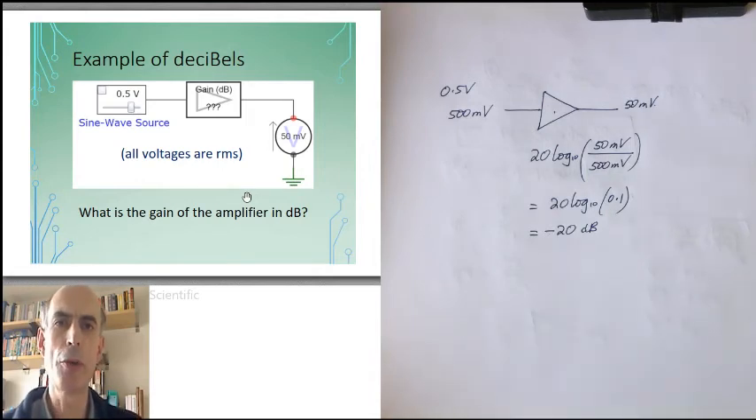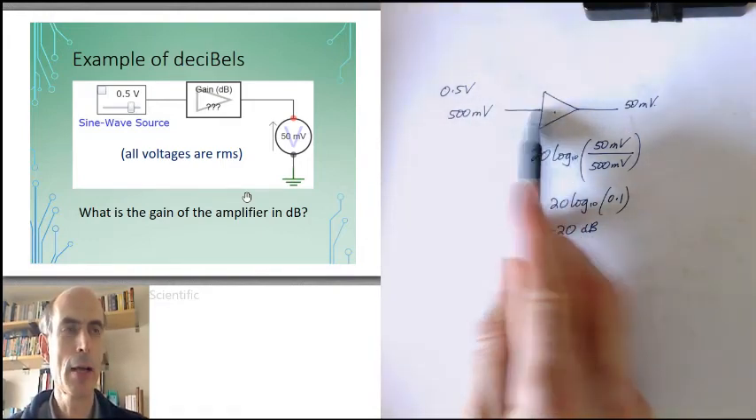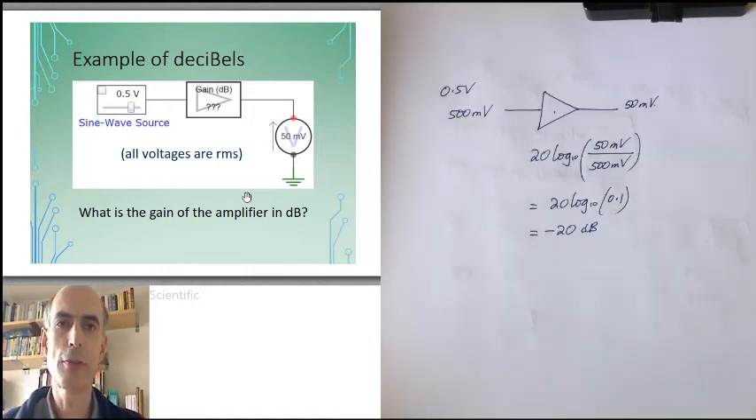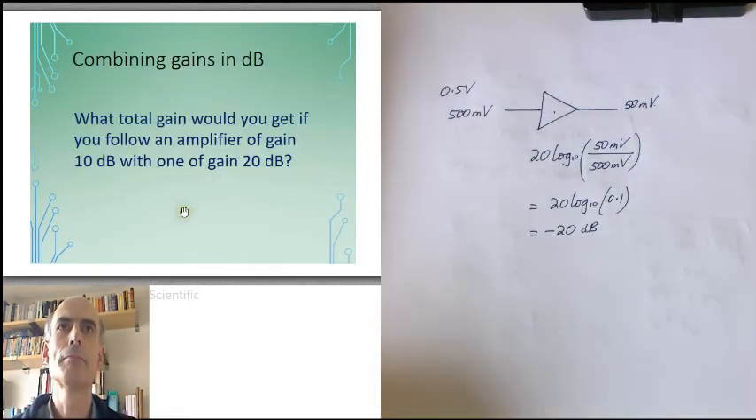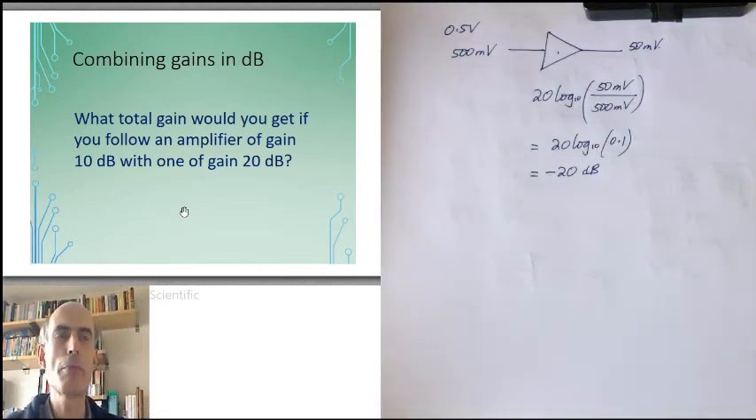Now, at this point you might be wondering, why go to the bother of expressing gains in dBs at all? Wouldn't it be much easier just to specify everything in terms of its voltage gain and say this amplifier has a voltage gain of 0.1? Well, the real usefulness of decibels becomes apparent when you have two amplifiers in series. Something like this. And you're told what the gains of those amplifiers are in dBs. And this is where the fact that dBs are logarithmic units really starts to help.